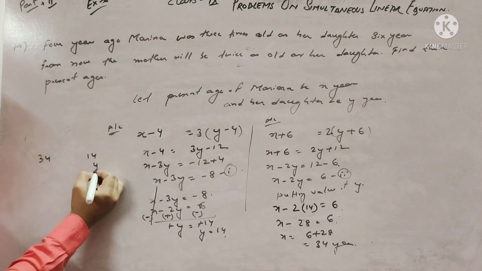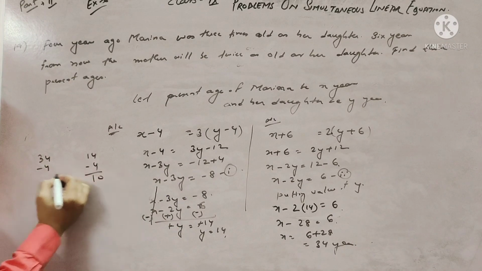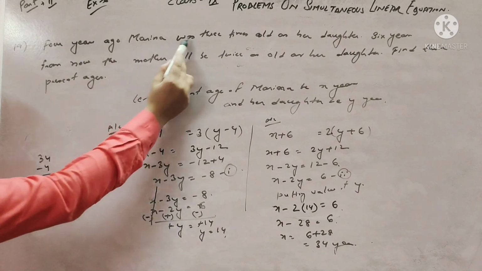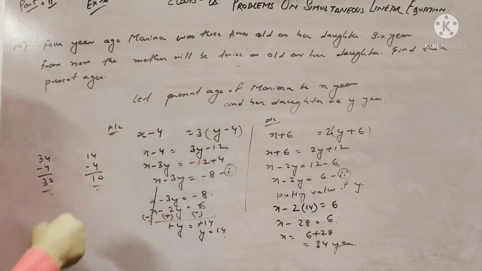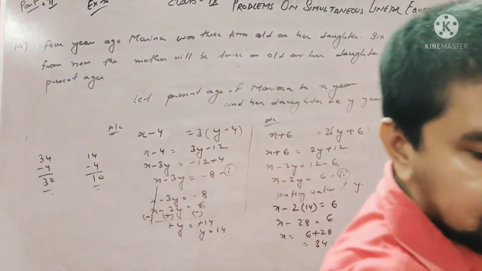Four years ago, you see there is 3 times difference: 10 into 3, that is 30, 3 times between the mother and her daughter. Okay, note.